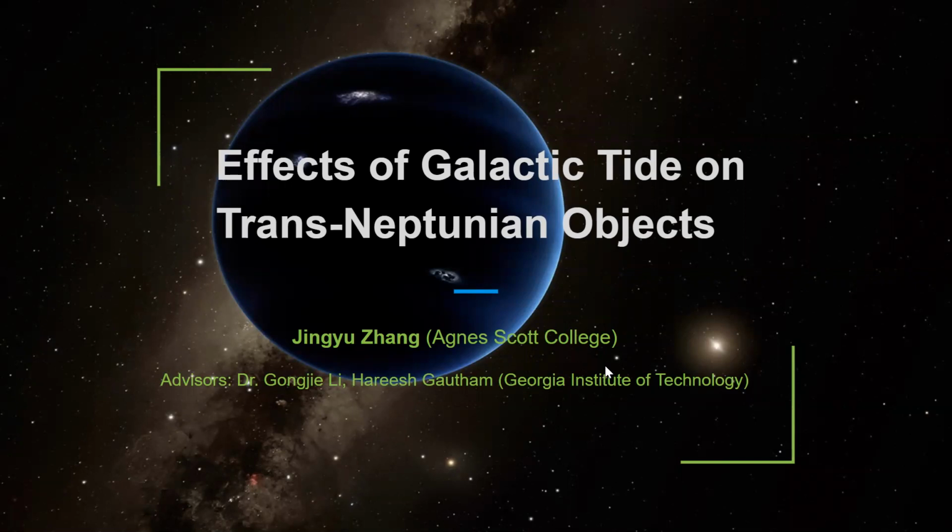Today I will introduce you to my research project from last semester, which was under the guidance of Dr. Gongjie Li and her graduate student Harish from Georgia Tech. The topic is about outer solar system dynamics. Specifically, I studied the effect of galactic tide on trans-Neptunian objects.